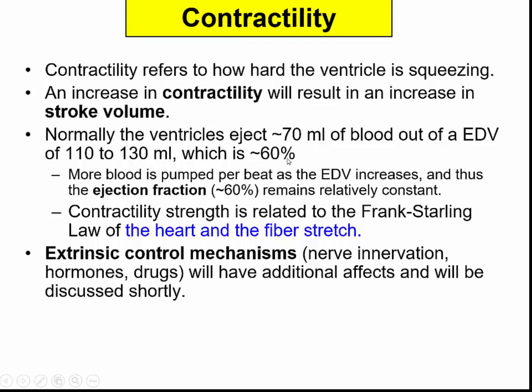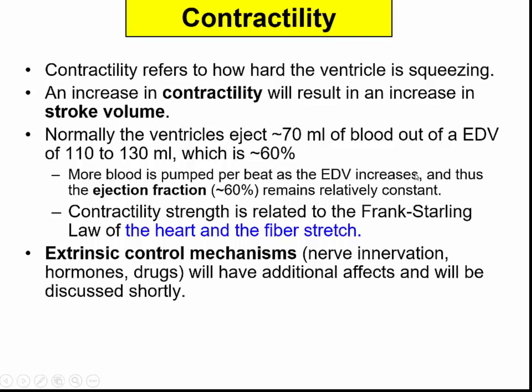So basically, what you do to get that 60%, you just take the 70 and divide by 130, and that's going to give you a number which you multiply by 100 to give you a percent. So it's around 60%. More blood is pumped per beat as the end diastolic volume increases.